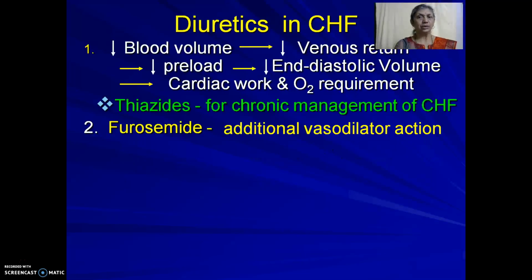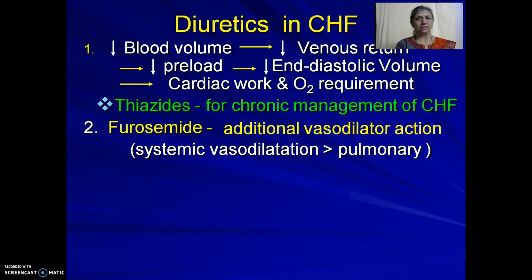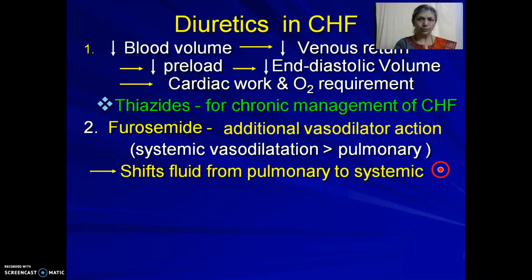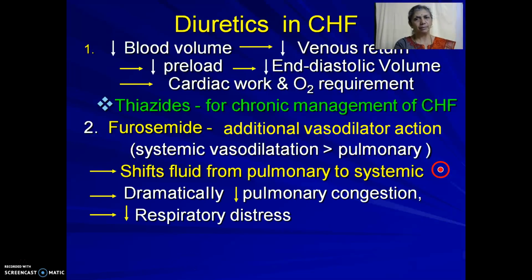This vasodilatation would reduce the preload and afterload, so cardiac workload is being reduced. Not only that, the vasodilator effect is more in systemic circulation as compared to pulmonary. And as fluid would follow the path of least resistance, this relatively more vasodilatation in the systemic circulation shifts fluid from lungs into systemic circulation. And this shift of fluid from lungs causing pulmonary congestion into the systemic circulation dramatically relieves the pulmonary congestion, dramatically relieves the respiratory distress.